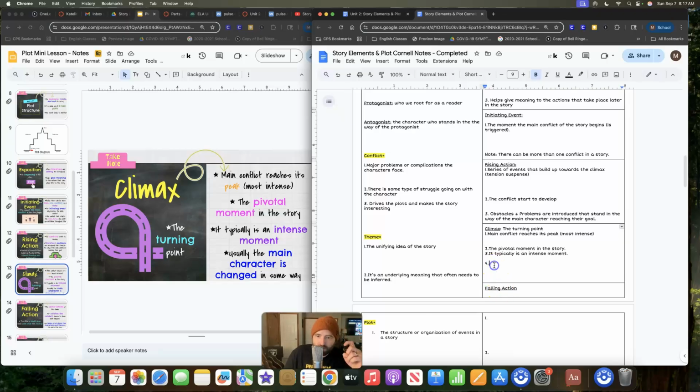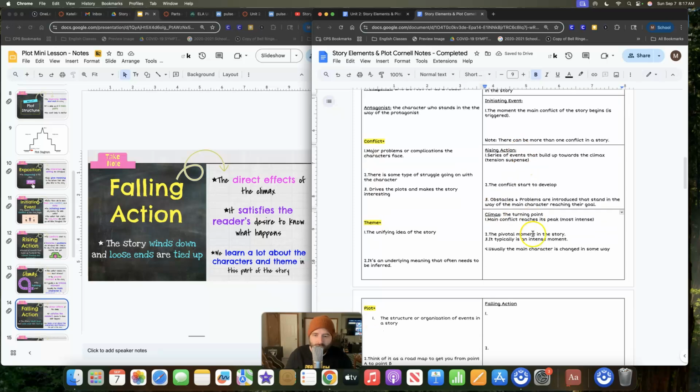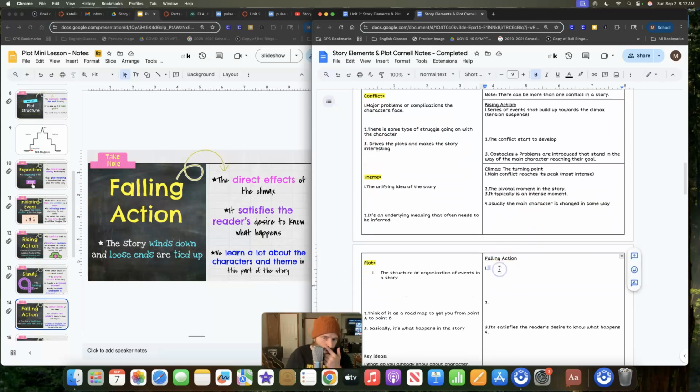Okay. So the other thing you can say, it's very intense, but usually the main, I want you to make note of the second thing. Usually the main character is changed in some way. And if you ever have trouble like being like, oh, is this the main character or not? You'll know based off of they usually have changed in some way, shape, or form by the end of the story. And then we move in directly from that climax into a falling action. So these are the direct results of it.